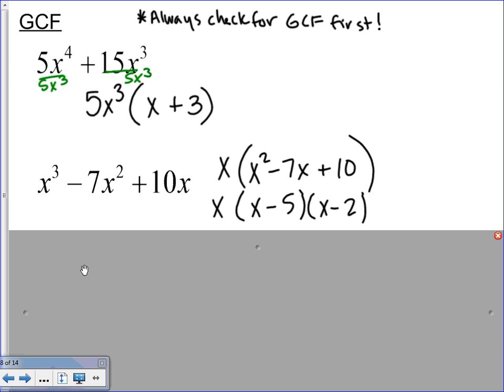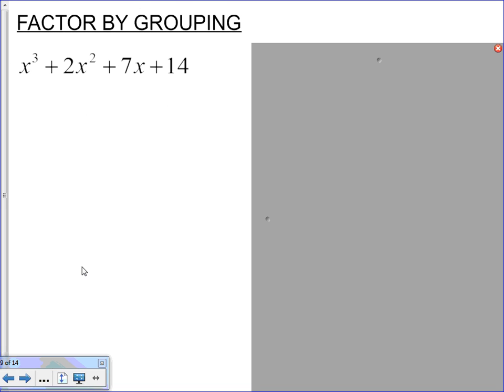Questions? Okay, the last one we need to look at before you leave today, and you'll get practice with this tomorrow, is factor by grouping. So go ahead and write down this polynomial, x cubed plus 2x squared plus 7x plus 14. What's different about this polynomial than all the other polynomials we factored before? It goes 3, 2, 1, constant. There's 4 terms.